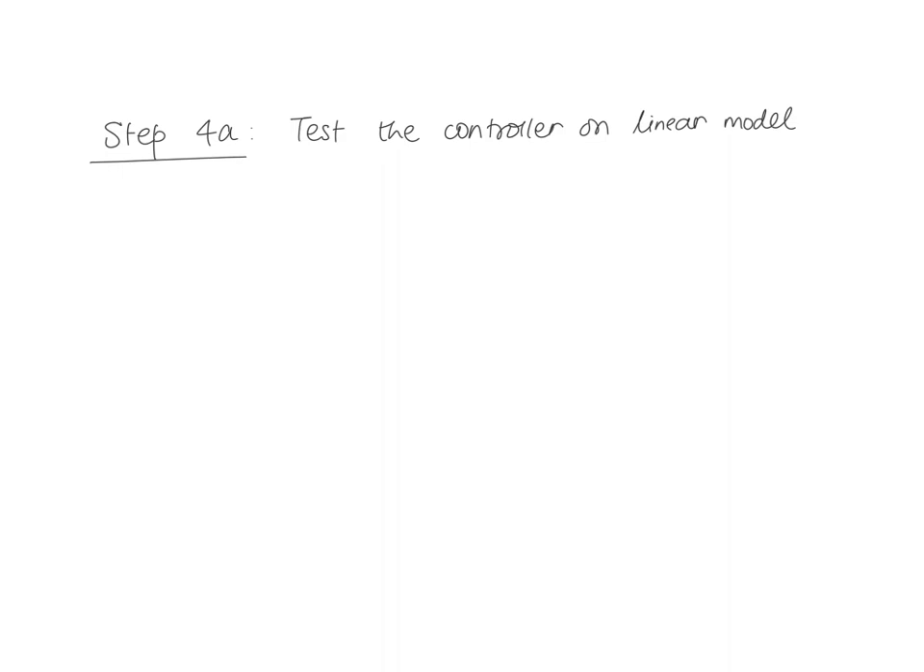So there, step 4, test the controller on the linear model. Like we discussed in class, basically this is a sanity check step, right? You designed it on the linear model and you're checking it on the linear model. All it means is that you did your calculation correct. It does not prove that your controller is actually going to work on the real system, because the real system is nonlinear. All this test will show is that you did your linear system calculations correct.